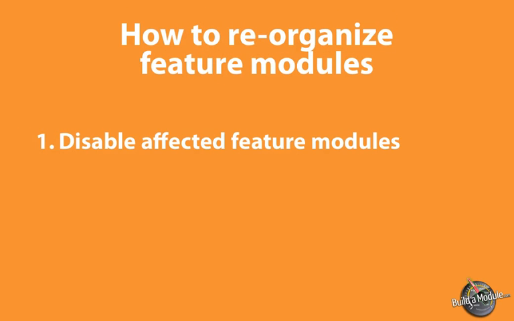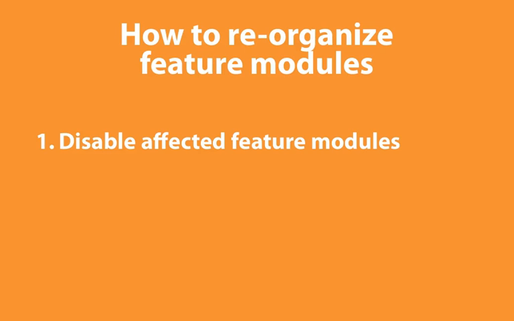Well, the first thing you need to do is disable the feature modules that are going to be affected. The reason is that, as we saw in the previous video, whenever an active feature includes a component, it can't be pulled into another feature without causing a conflict. So we need to release those items by disabling those modules.